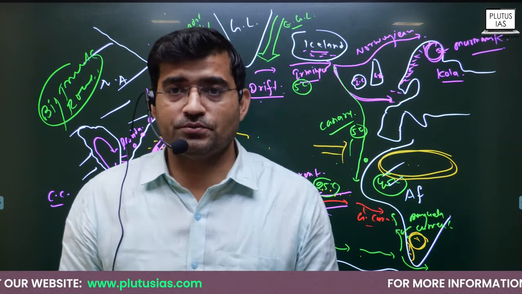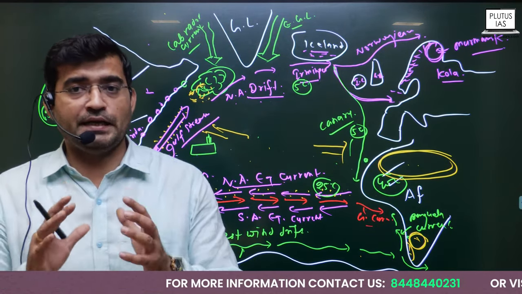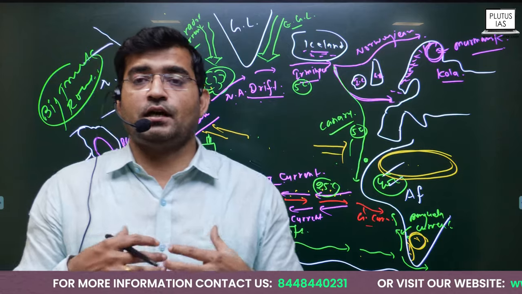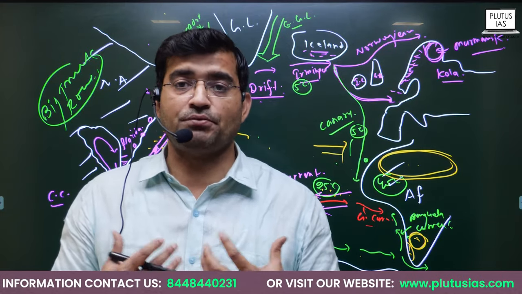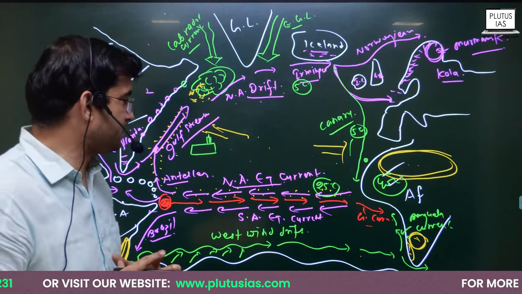So wherever there is a cold current, it creates conditions for dryness. It produces heavy dense air that basically restricts the formation of clouds. So this way several currents are there in the Atlantic Ocean, and all currents are the result of different phenomena, different causes and factors.